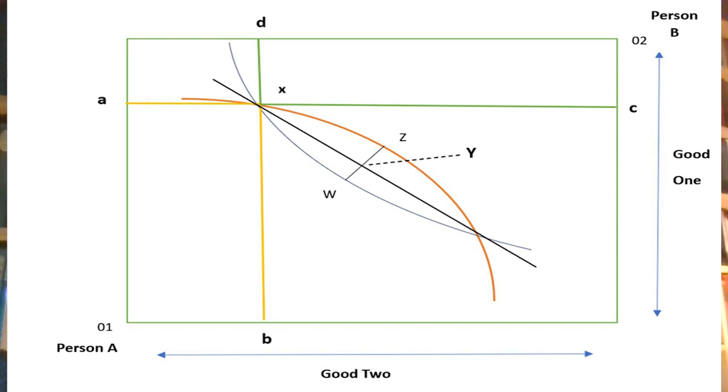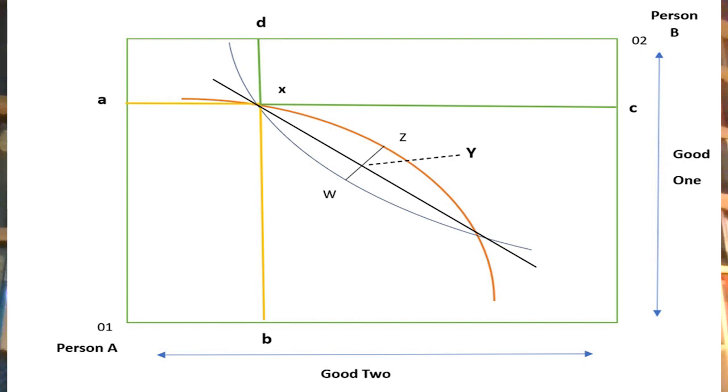The curved lines in this diagram represent indifference curves. These are combinations of the two goods which yield a given person equal amounts of happiness, so they don't care which combination they have along a given line. So, if we look at the lower bending blue line, the one with the letter W on it, this is the indifference curve for person A.